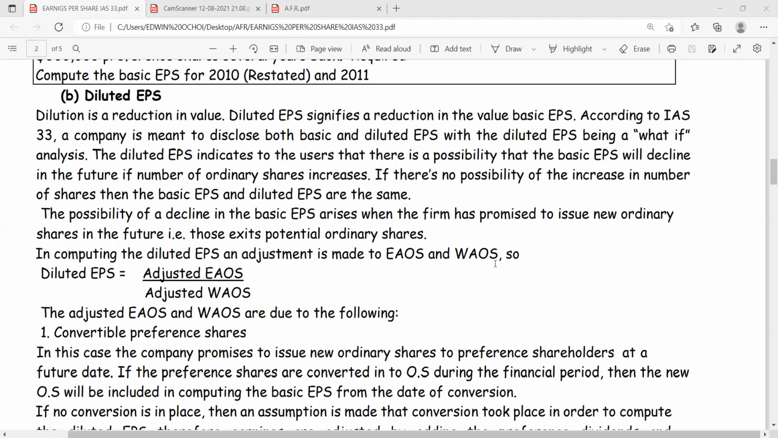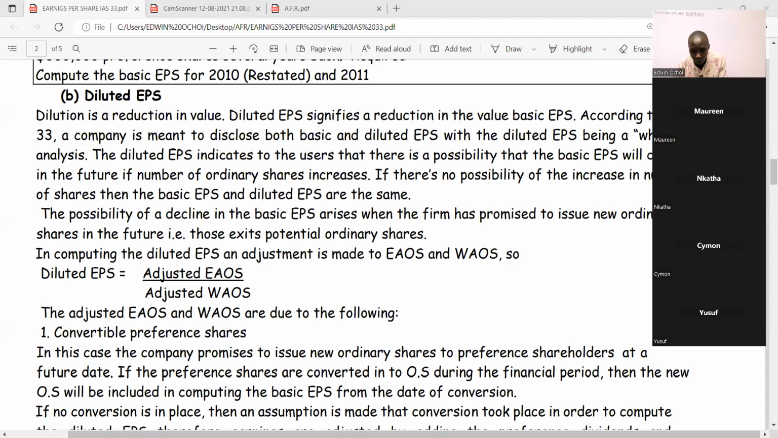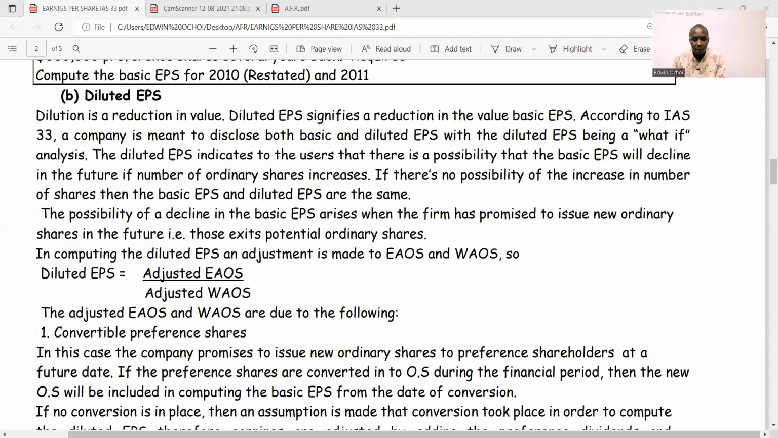According to the relevant standard, that is IAS 33, a company is meant to disclose both basic and diluted. That is what I said when I introduced the topic. IAS 33 states that you need to compute basic and diluted earnings per share, with the diluted being a what-if analysis. The diluted EPS indicates to the users that there is a possibility that the basic EPS will decline in the future if the number of ordinary shares increases.